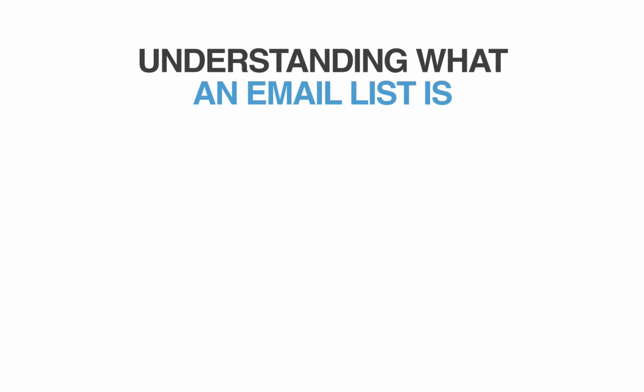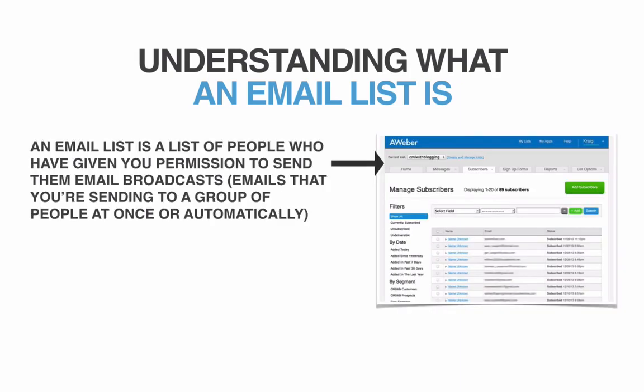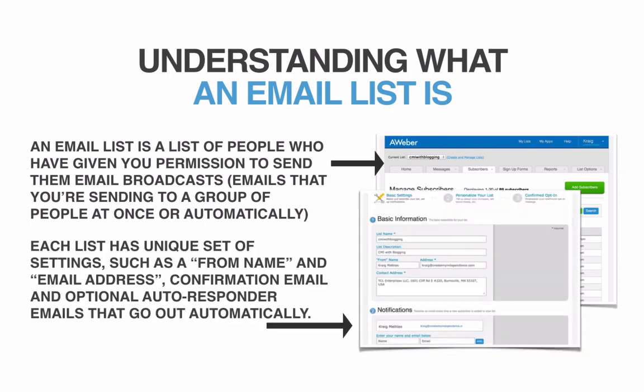Understanding what an email list is. Got some screenshots for you so you can kind of see what's going on here. This is inside of your Aweber account, by the way, on the right there. An email list is a list of people who have given you permission to send them email broadcasts, or you could call it bulk email. And what that is, is emails that you're sending to a group of people at once or automatically. So in order to do that, you need people to opt in to join your list. And your list is going to be, again, a list of people that have given you permission to send them these kinds of emails.